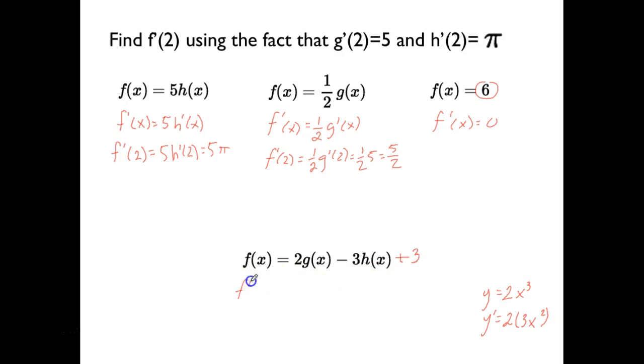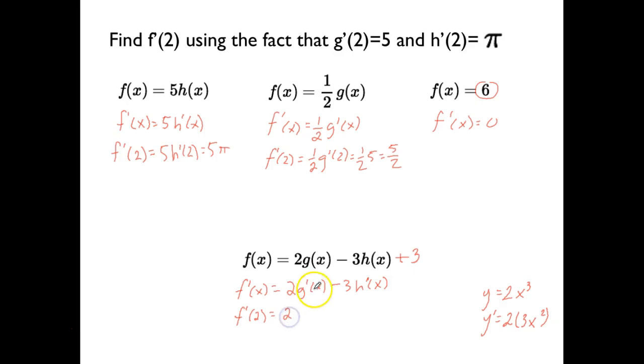Okay, take the derivative of this. Remember, we take the derivative of each term separately. Derivative of this term is 2g prime. I know, this is difficult stuff. Derivative of this, keep the coefficient, 3h prime of x. Sorry, that doesn't look like a prime. Okay, and then the derivative of this is 0. It gets lost.